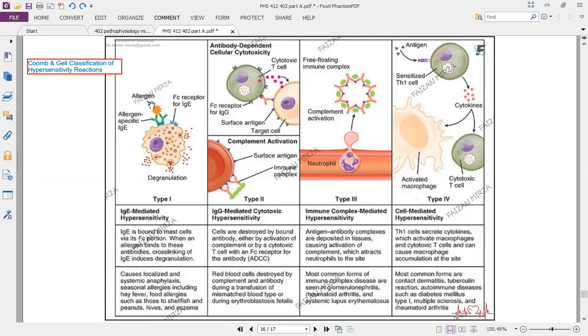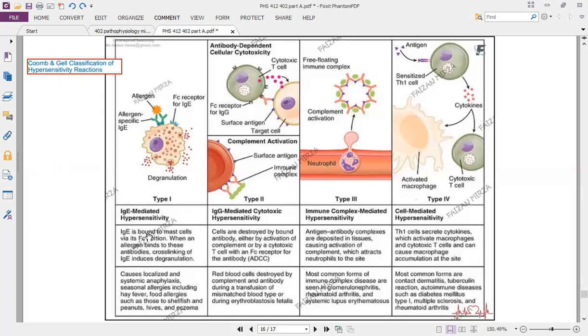What happens? There is an allergen, it binds to the Fc receptors. This Fc receptor is present on the surface of mast cells. The allergen is attached to the IgE, and IgE is attached to the Fc receptor on the mast cell. The mast cell undergoes degranulation. These are the granules. When these granules become degranulated, they get removed from here, and when they go out in circulation, they cause several further chemical reactions to proceed.